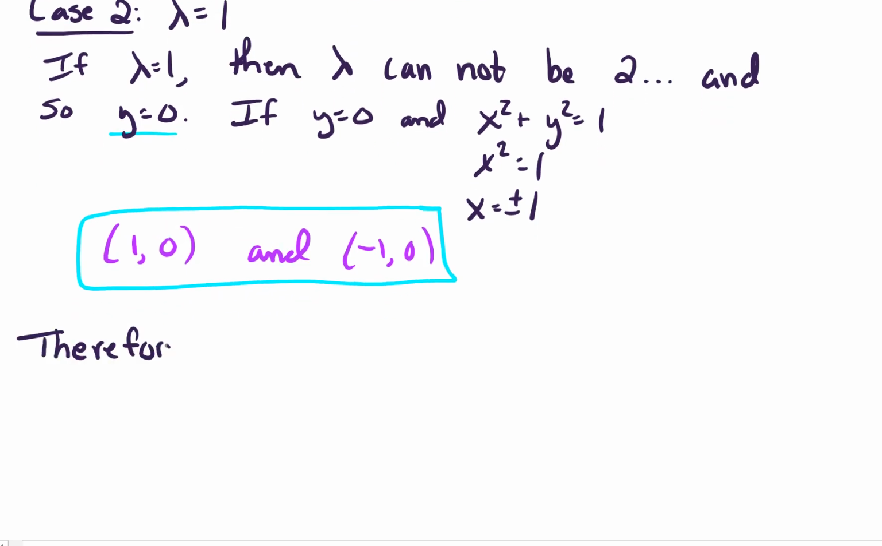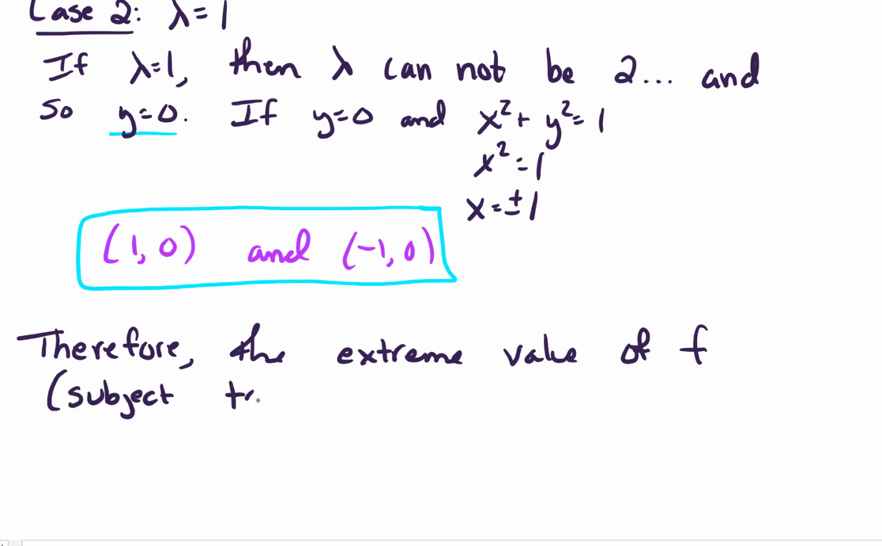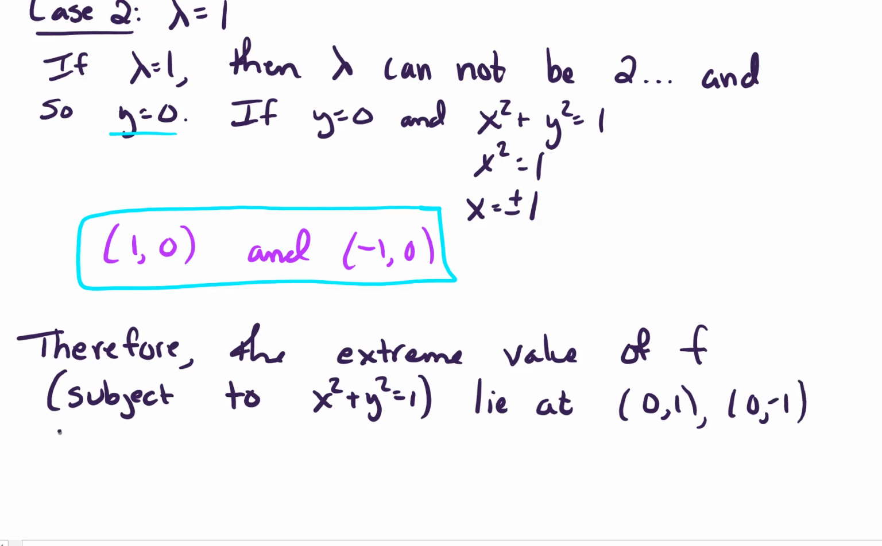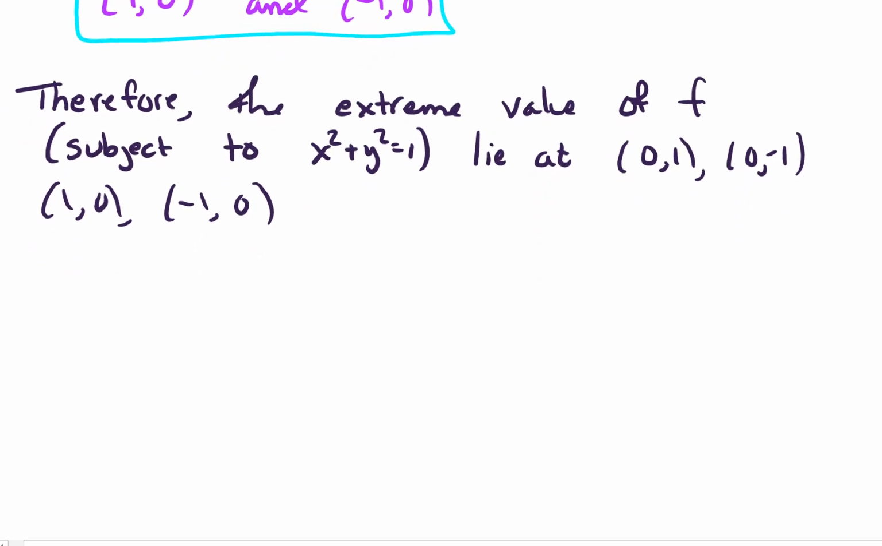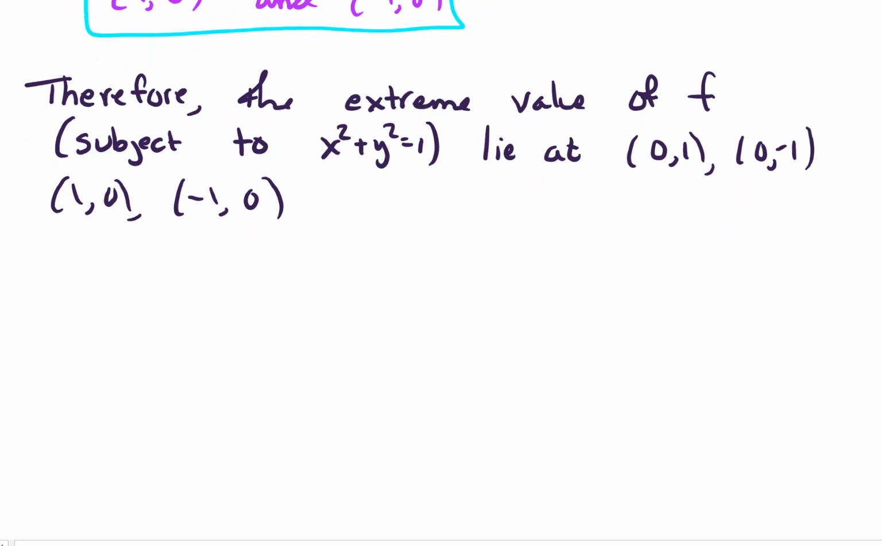So the extreme values of f, subject to our constraint, which is x squared plus y squared equals 1, these extreme values lie at either (0, 1), (0, -1), (1, 0), or (-1, 0). So we need to figure out which of those is going to produce a max and which of those is going to produce a min. Okay, so now let's test the values.